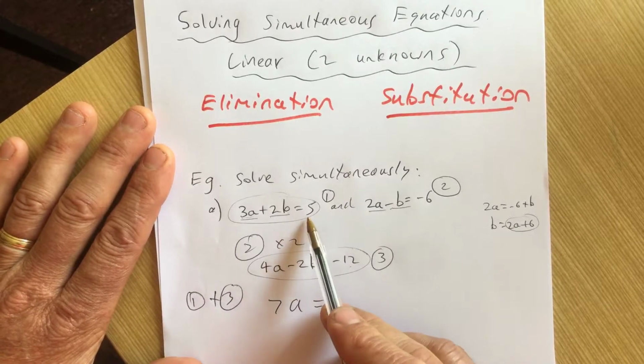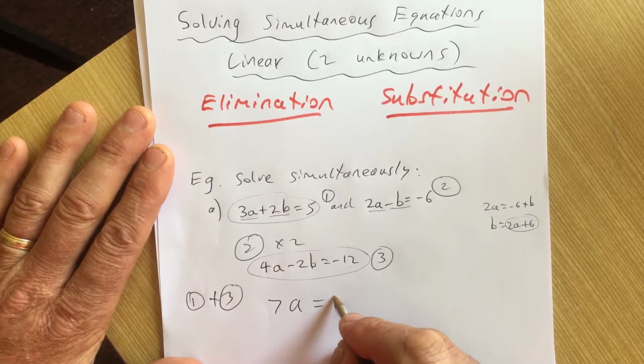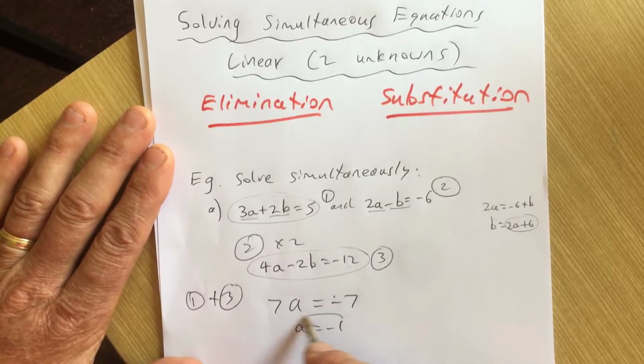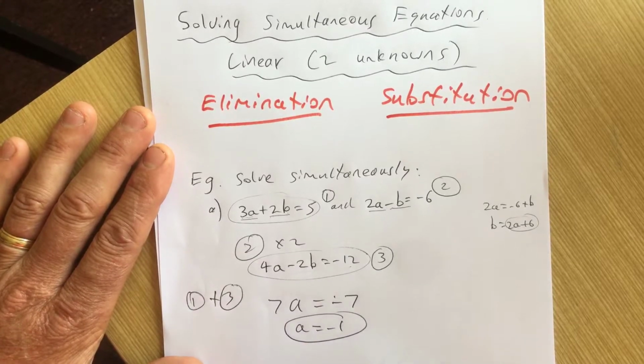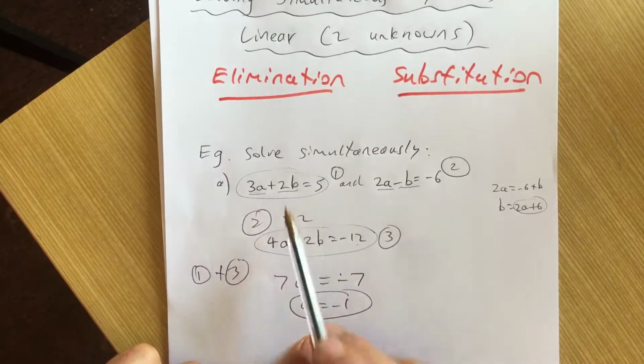So minus 12 ends up being plus 5, gets closer to 0. That's 7, minus 7, and then divide by 7, and you get a nice answer, A equals minus 1. Now, what do you do with the A equals minus 1? You sub it into any of the other equations.